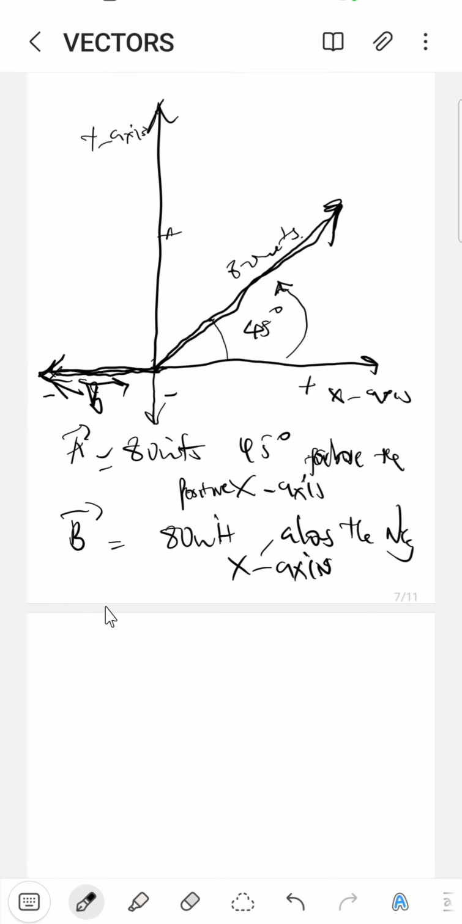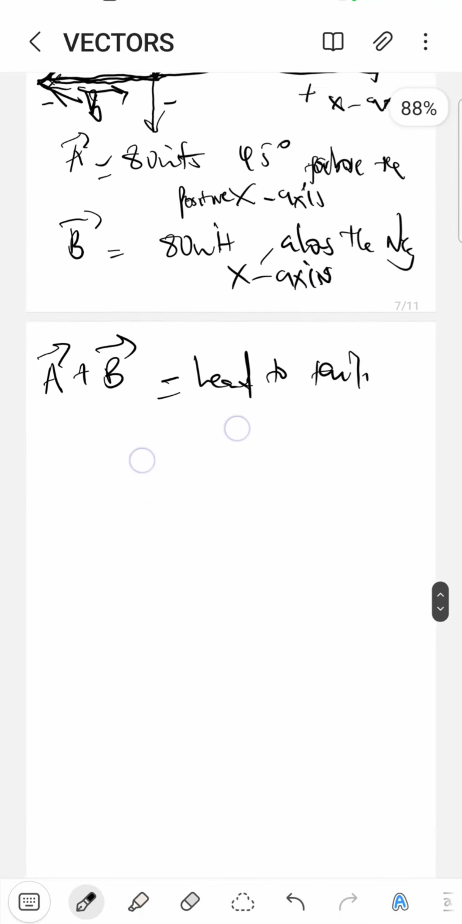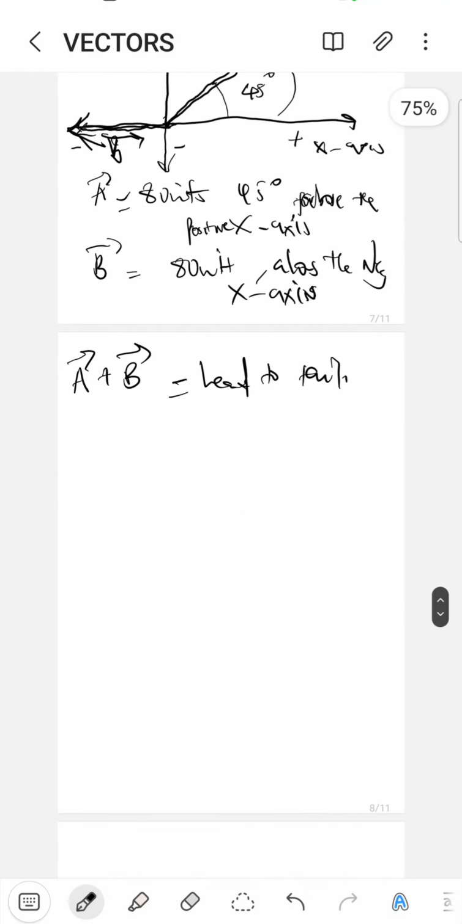All right, so what is the question? Find A plus B. What have we said? We've said addition of vectors graphically follows one rule. What rule is that? Head to tail. So what is the first vector, and what vector are we adding to it? A plus B signifies B is being added to A, right? A is already there, plus what? Add B. So that is A plus B.